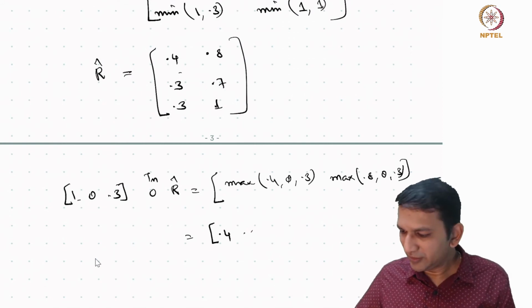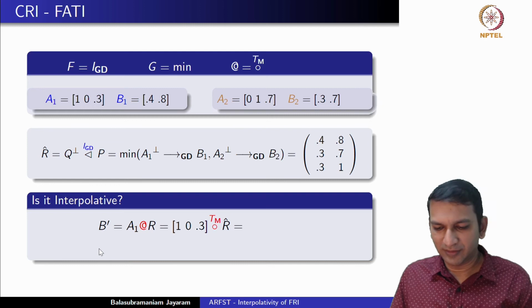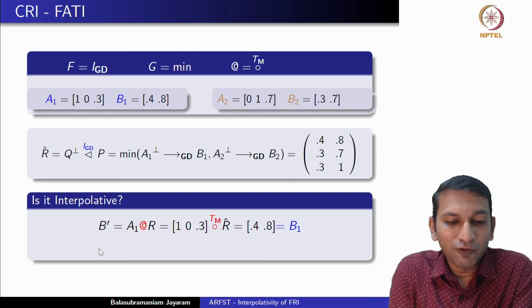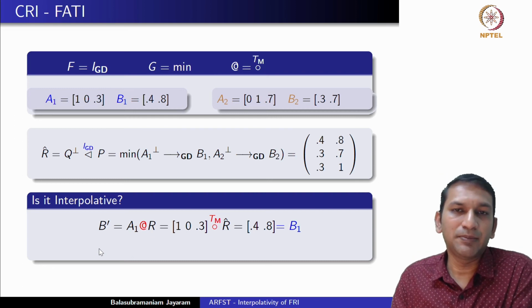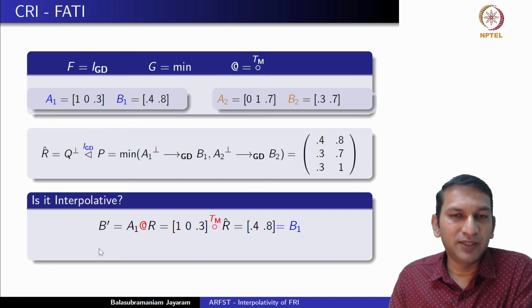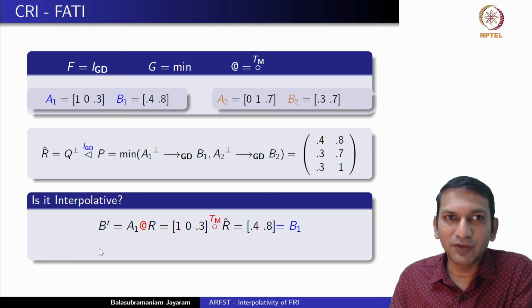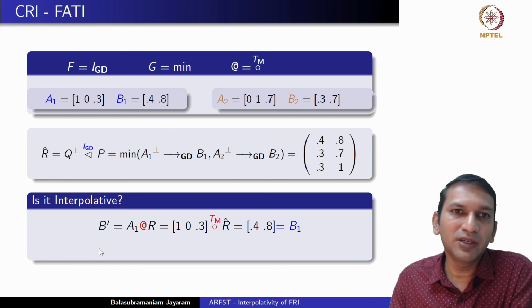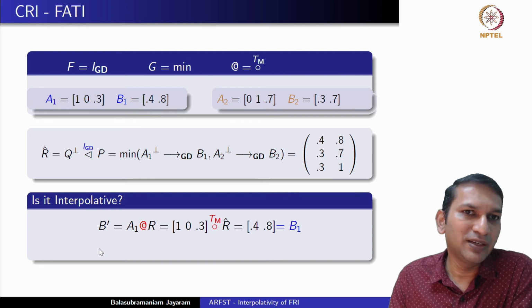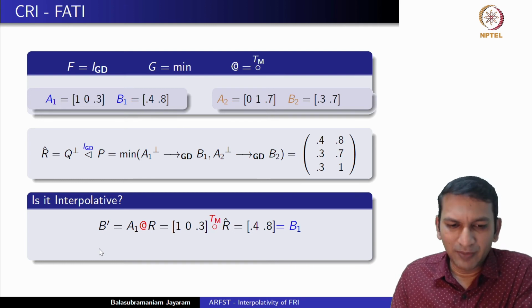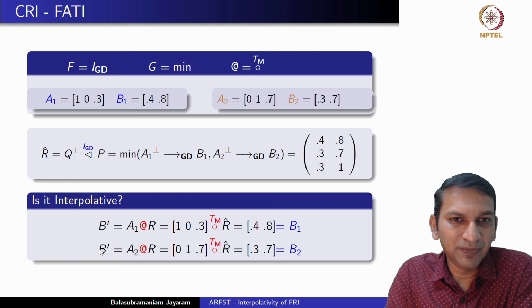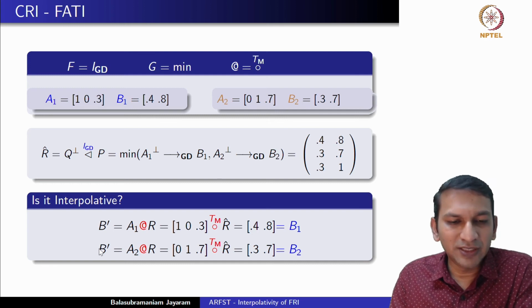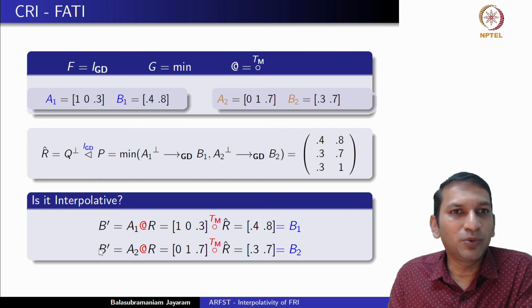So when you see here, we have obtained for A1, when we compose it with this R cap, we actually obtained B1. A1 was the difficult antecedent, always we did not obtain the corresponding consequent. So we seem to have obtained a first success here. But let's also check for A2. In fact, if you check once again, we will see that we will get 0.3, 0.7, which is B2. So for this system, it seems to be interpolative.